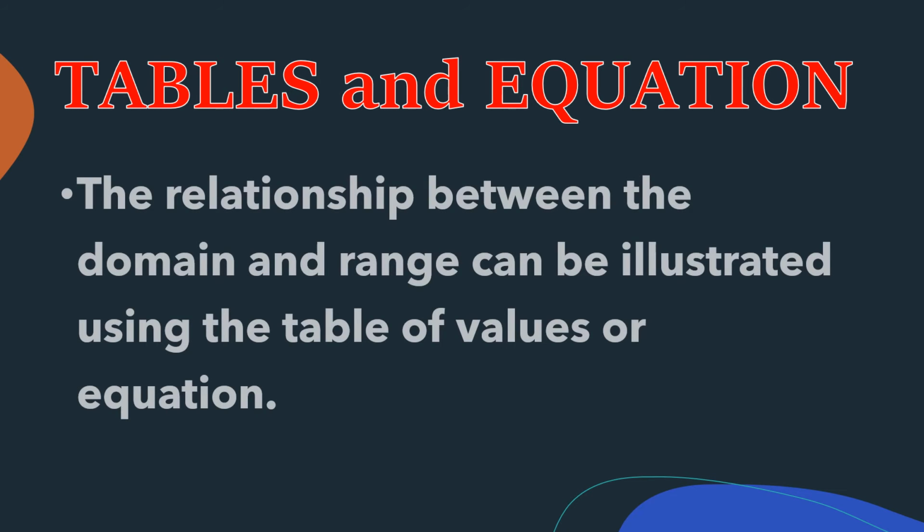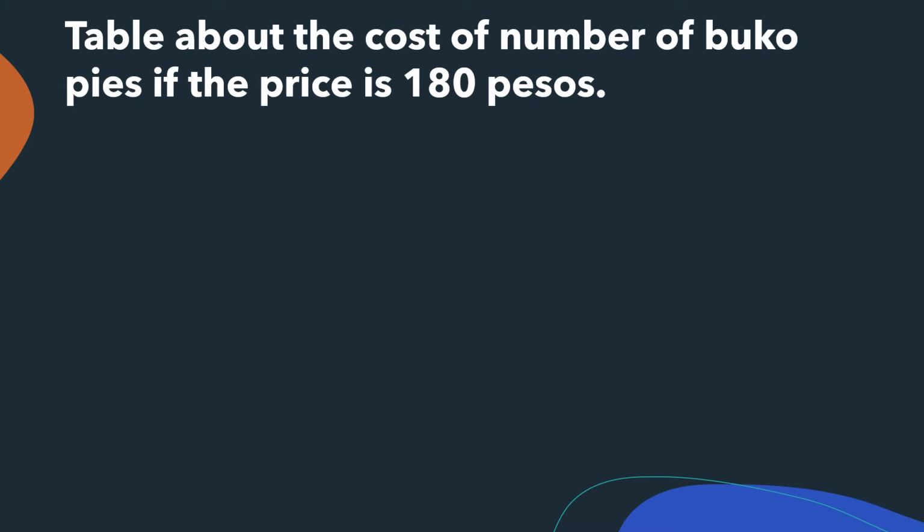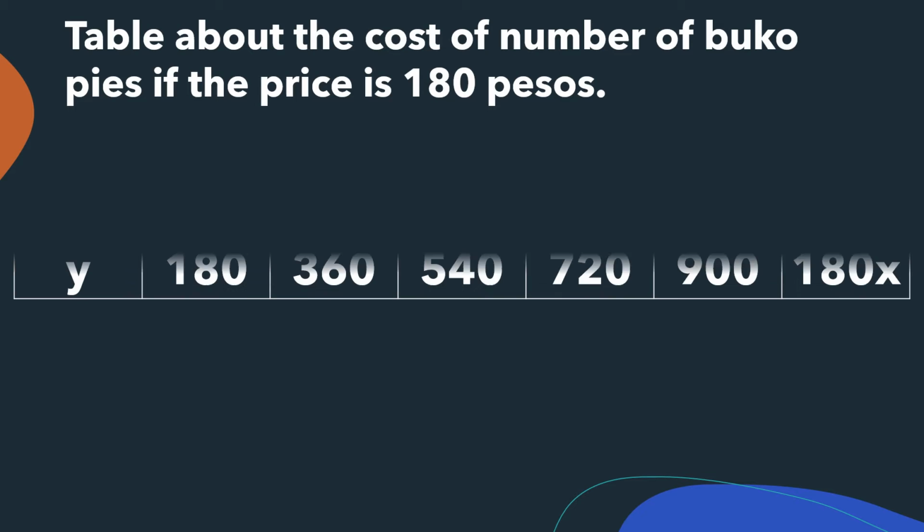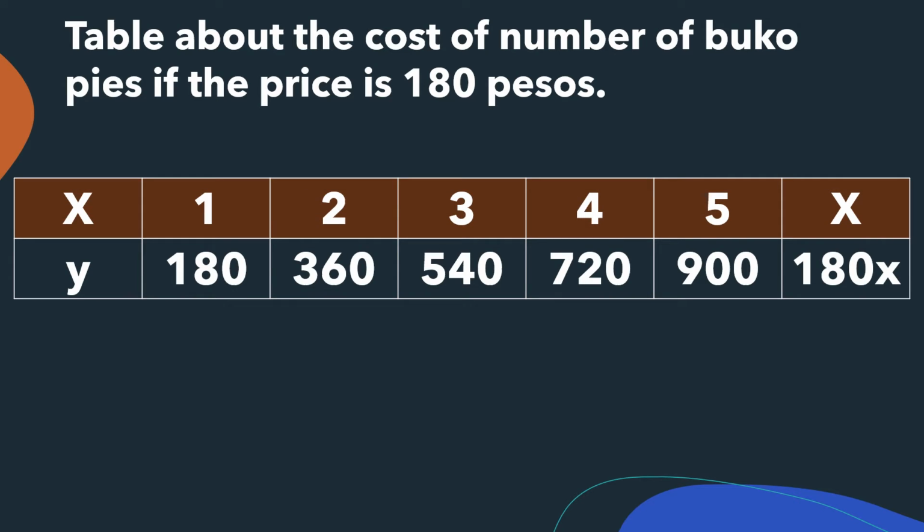Another way is through tables and equations. The relationship between the domain and range can be illustrated using a table of values or an equation. As an example, let's create a table about the cost of a number of buko pies if the price is 180 pesos. Let x be the number of buko pies and y be the price. If we have one buko pie, the price is 180 pesos. If we have two buko pies, we have 360 pesos.